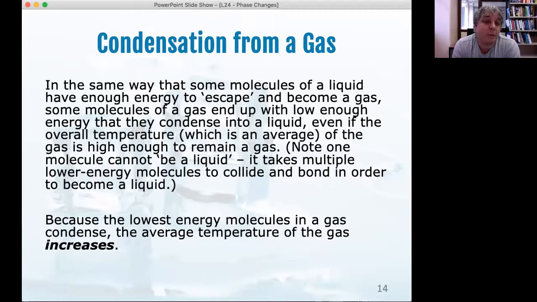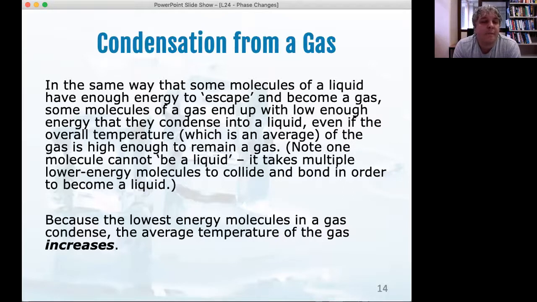In the same way that some molecules of a liquid have enough energy to escape and become a gas, some molecules of a gas end up with low enough energy that they can condense into a liquid, even if the overall temperature of the gas is enough to remain a gas. One molecule cannot be a liquid. So this is just a language note for you. The term liquid means multiple molecules bonded together in some sense. Not the same bonds as we get in solids, remember, but it just means they want to stick with these other liquid molecules. So you can't have a single molecule and call it a liquid, because a liquid requires multiple molecules.